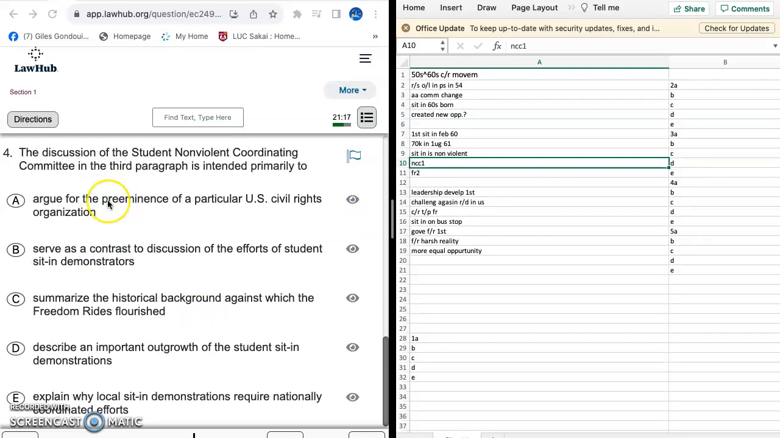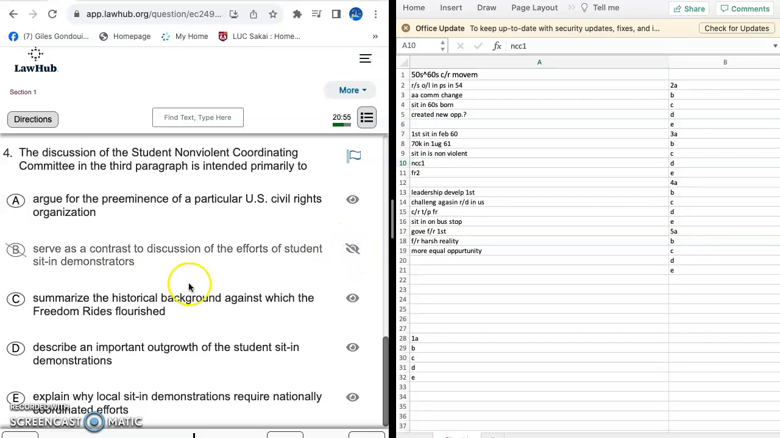So let's see if we can find that. Argue the premise of a particular U.S. civil rights organization. Okay, that could be a particular U.S. civil rights organization. Let's see if we can keep going. Serve as a contrast to discuss the effort of the student sit-in demonstration. Contrast means to differ. It wasn't really differ. They were actually similar with the sit-in methods.